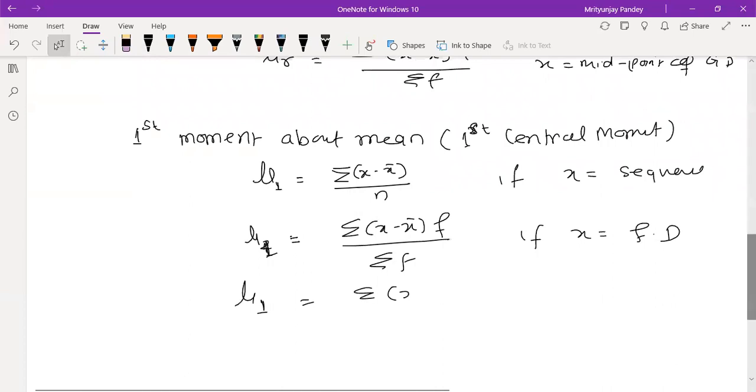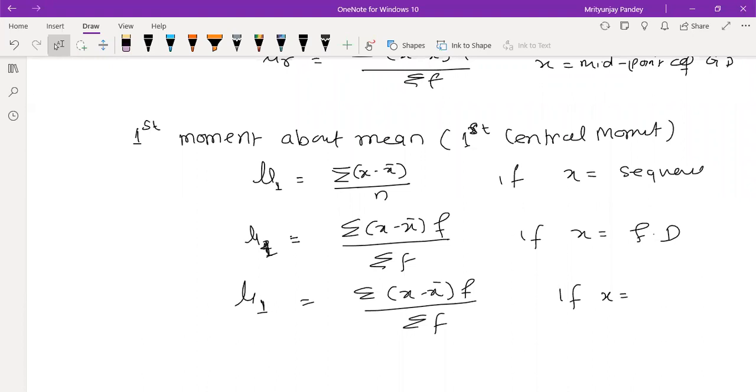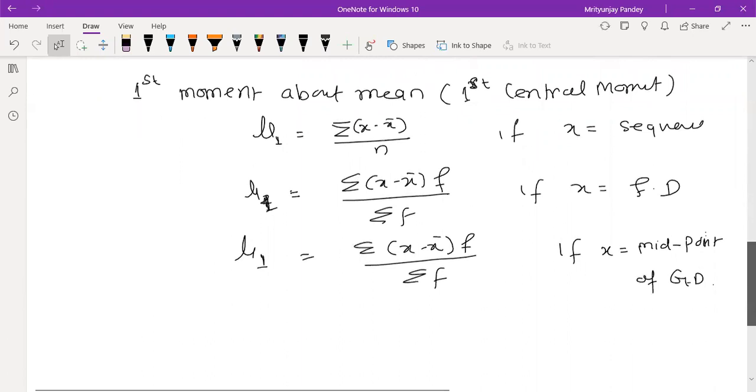Summation of (x minus x bar) into f divided by summation f, if x is grouped data, where x is the midpoint of grouped data. Similarly, you have to write the second moment, third moment, and fourth moment.